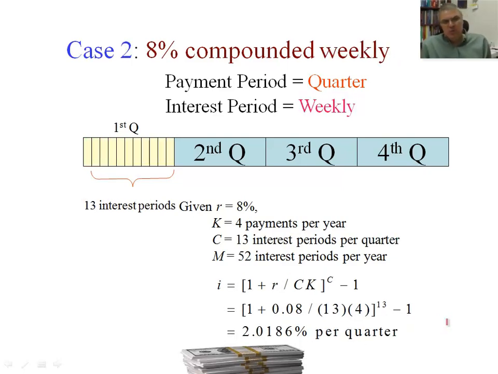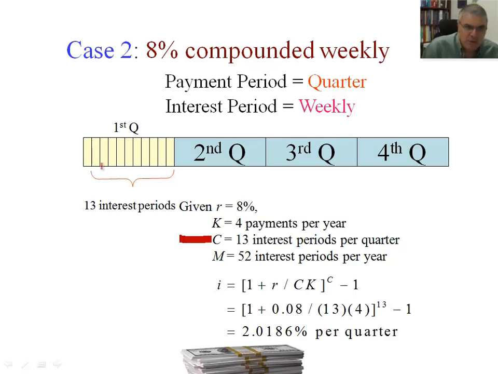So case 2, the interest period now becomes weekly, and that means 13 interest periods per quarter, because we want to make sure we calculate that. The most common mistake people make in a problem like that is to assume c to be 12. I've seen that too many times. Whereas in reality, it is really 13 interest periods per quarter.